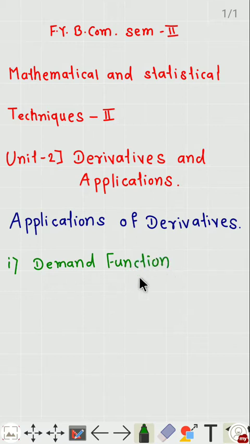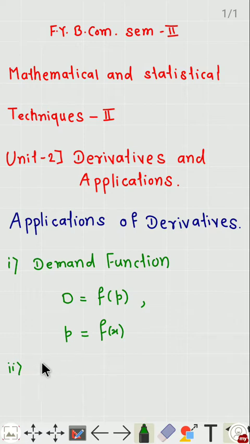The demand function is denoted by capital D equal to f of p, and demand is a function of p, or sometimes the demand function is denoted by p equal to f of x, where x is the number of commodity demanded and p is the price.